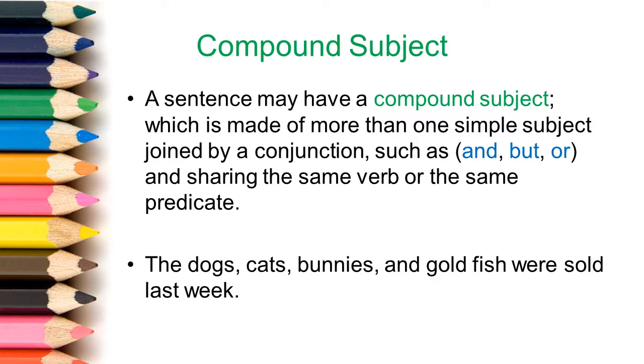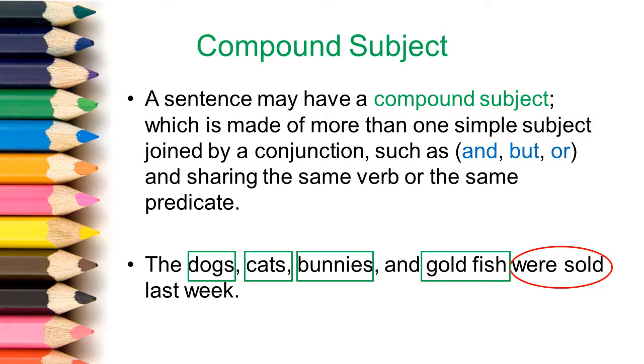The verb phrase in this sentence, were sold, is shared by dogs, cats, bunnies, goldfish. These subjects are all linked or joined together by the conjunction and.